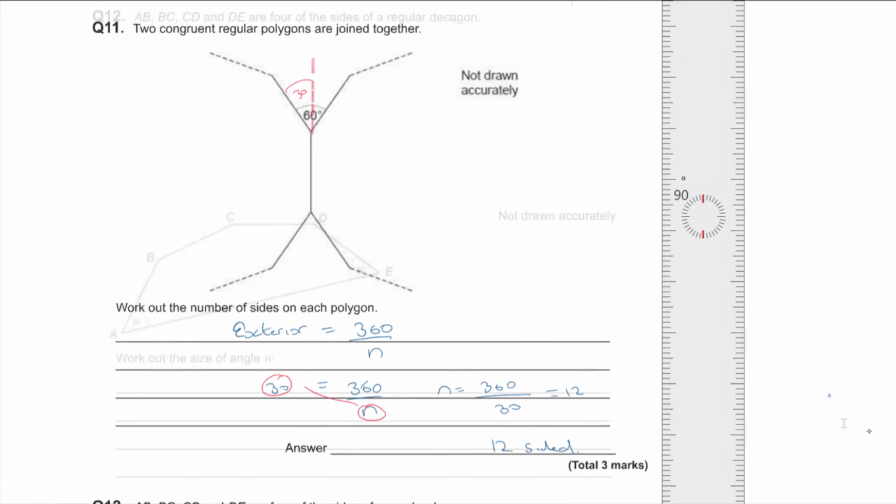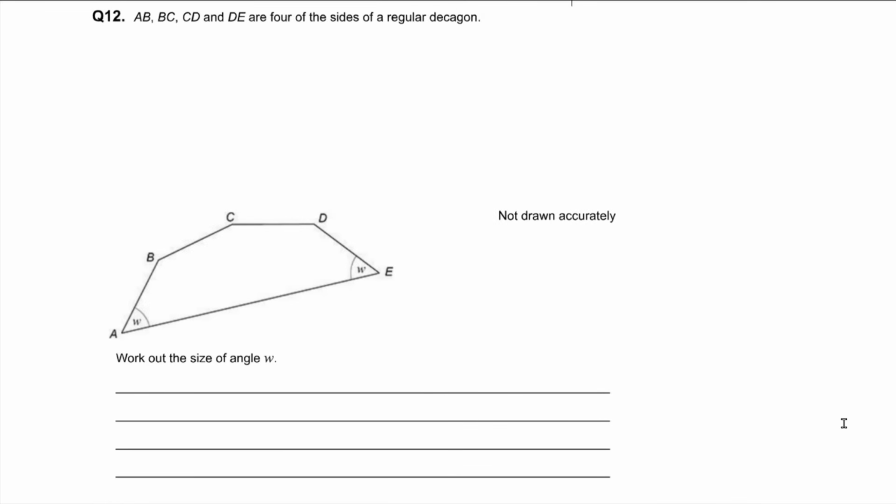So it's a 12-sided polygon. Question 12. A, B, C, D, E are four sides of a regular decagon. So this decagon continues, doesn't it? It goes around here and back around like that, but we've just got a little slice of it. Work out the size of the angle w. Well, it might have originally been from a decagon, but now it's a 1, 2, 3, 4, 5-sided shape. It's a pentagon, isn't it?